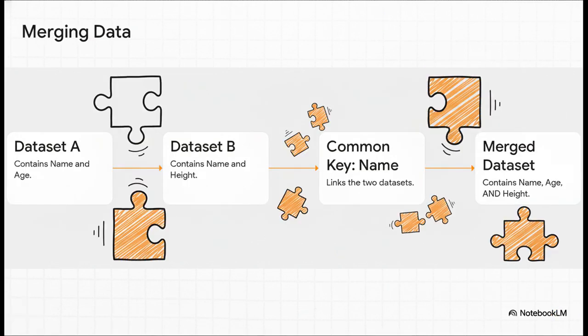It combines data sets horizontally, adding more columns. So if one data set has, say, a person's name and age, and another one has their name and height, merging brings them together to give you name, age, and height, all in one row. The trick, and this is important, is that you need a common variable, like the name column, to link them. It's just like finding the matching edges on two puzzle pieces before you can snap them together.